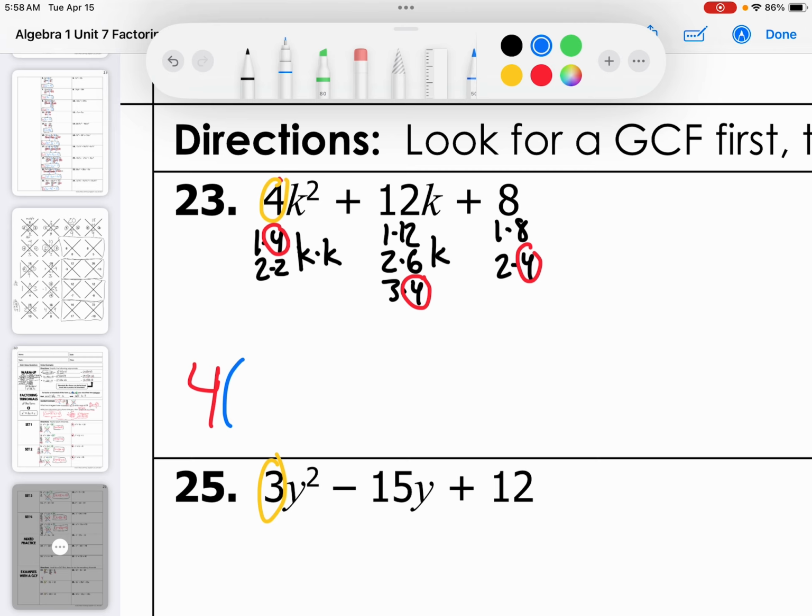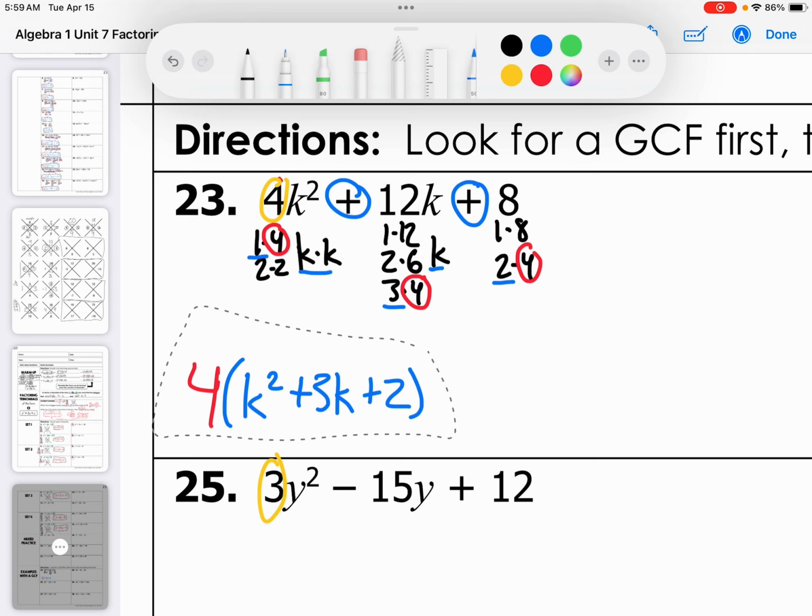So then I look at what's left over. This would be 1 and then 2 k's, so that's going to be 1 k squared, or just k squared. For the middle term, we have 3k left over, and since this is a plus, it'll be plus 3k. And then finally, with the last term, what's left over when I take out the 4 is a 2. And again, this would be a plus, so plus 2. So we factor out that 4.